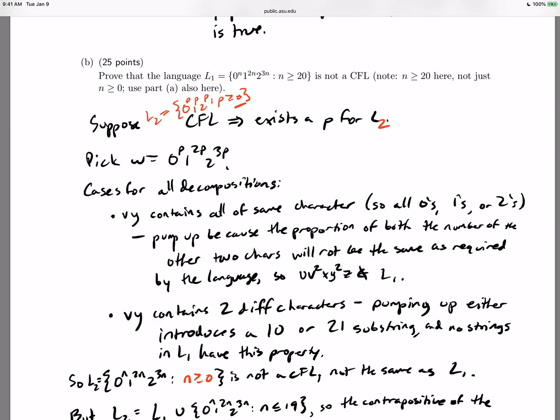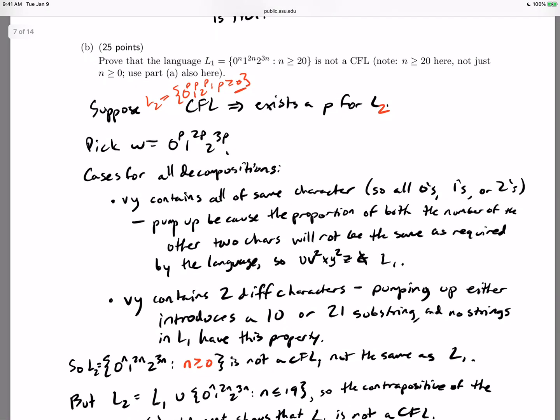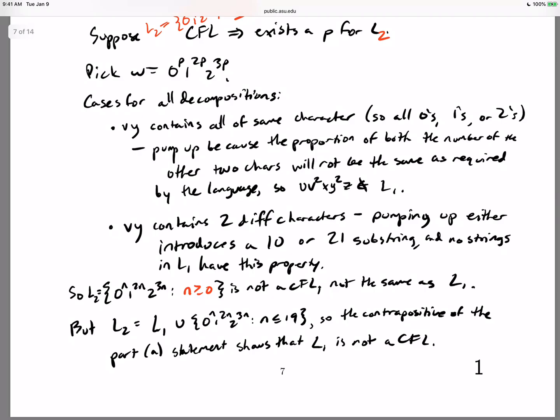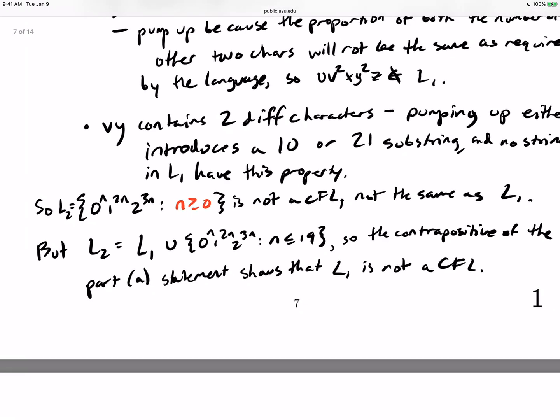But the way I did it was I wanted you to use part A. So what I did was prove that it's not a context-free language for when it's at least 0, and then I'll translate the result over to 20. So basically this proof right here is just for at least 0. And here's my reasoning down here. The one for at least 0 is not a CFL. It's not the same as the language that I asked you to prove is not context-free.